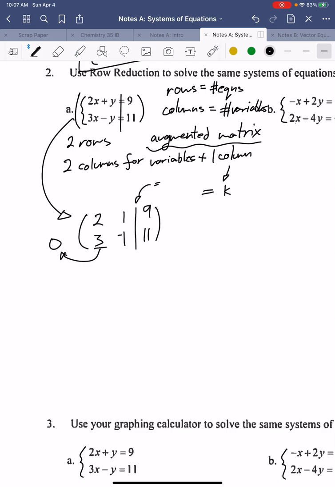So let's think about this. What can we do with the second row and the first row to turn this 3 into 0? Well, I'll tell you. We can take the second row and multiply it by 2 and subtract 3 times the first row. So Rn represents the nth row.